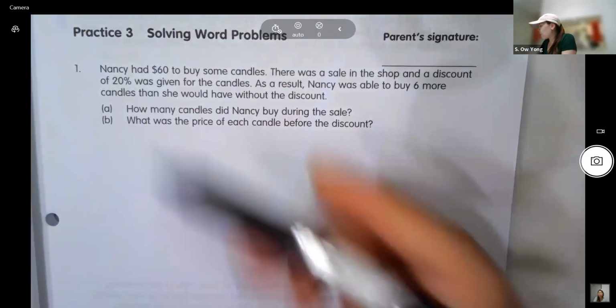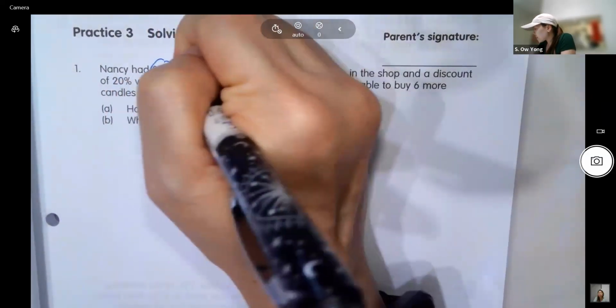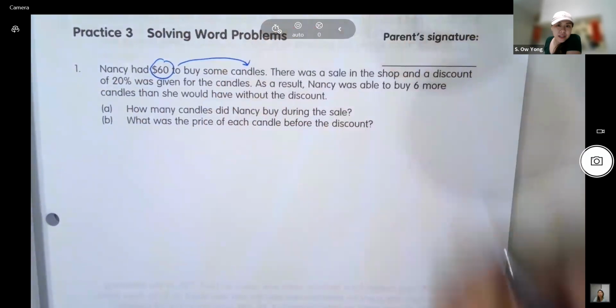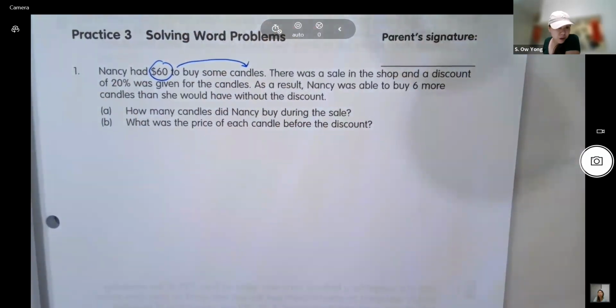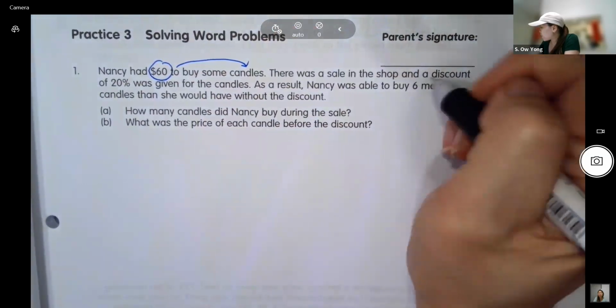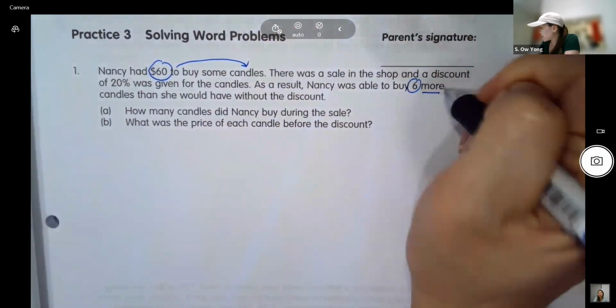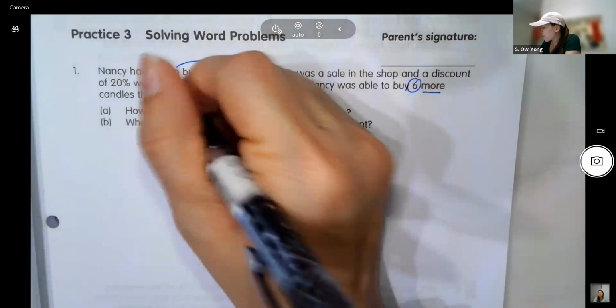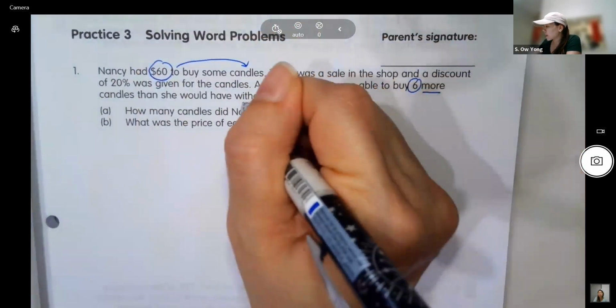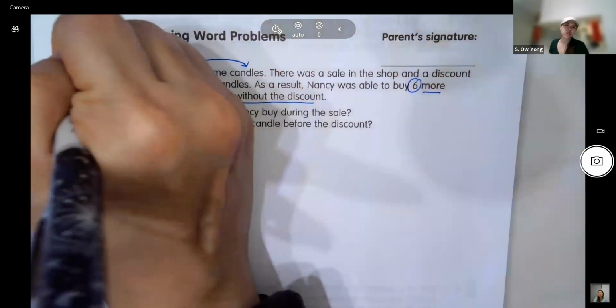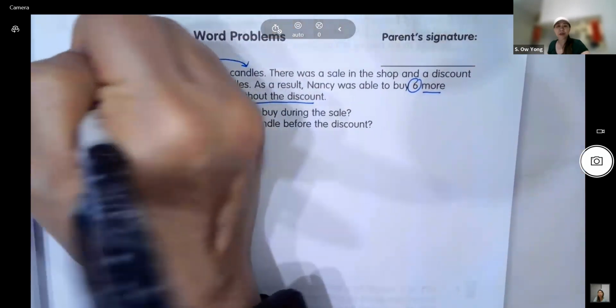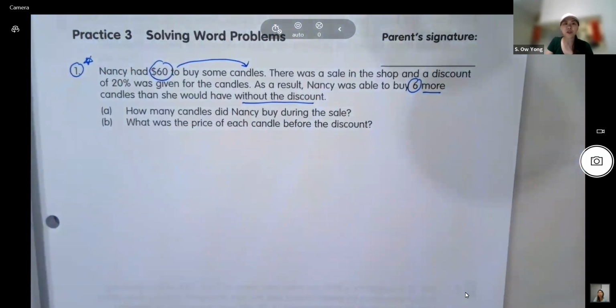Nancy had $60 to buy some candles. There was a sale in the shop and a discount of 20% was given for the candles. As a result, Nancy was able to buy 6 more candles than she would have without discount. So this is a star question again. The first 5 questions are all star questions, meaning you will get to see them in your PSLE booklet. So they will ask you, how many candles did Nancy buy during the sale?